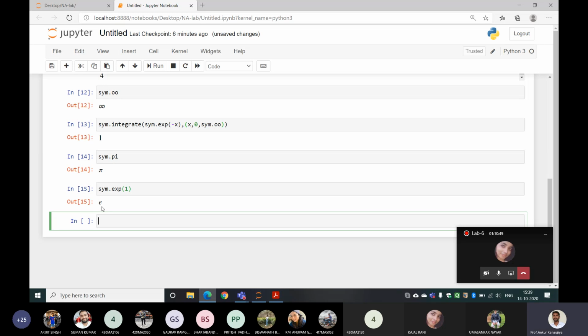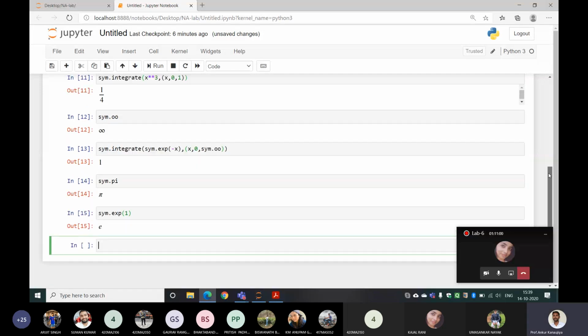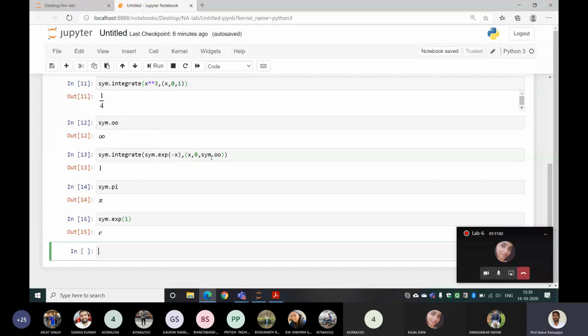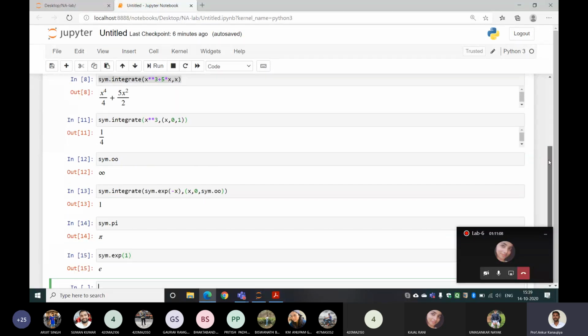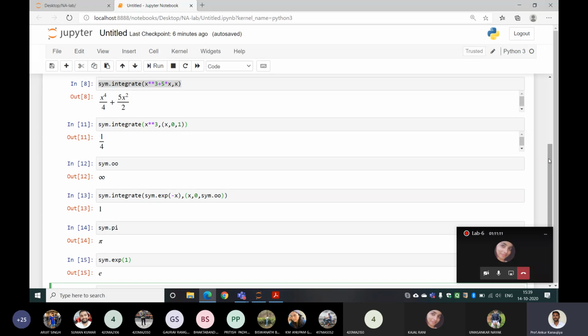Log is already defined, exponential, pi, infinity. Any other symbol left which is useful in the integration limit or somewhere? I think that is sufficient. So you can define the integration limit, that means the definite integral, and you can do the indefinite integral also. And you know theoretically when integration exists, the function must be continuous. Then only we are able to do all those things. Improper integral, you can check it will work or not. That I'm not going to do here.